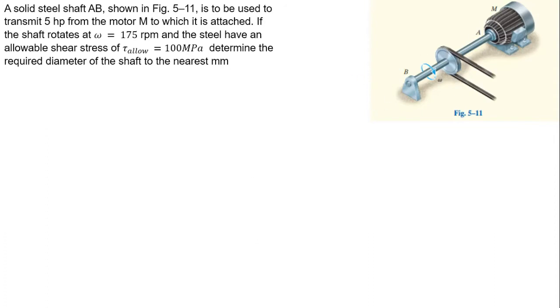So first step natin is given and required, and then free body diagram. Given tayo dito ng power na 5 horsepower. Meron tayong tau allowable na 100 times 10 raised to 6 Pascal. And then meron tayo angular velocity na 175 RPM. So yung magiging FBD natin is itong figure na mismo.